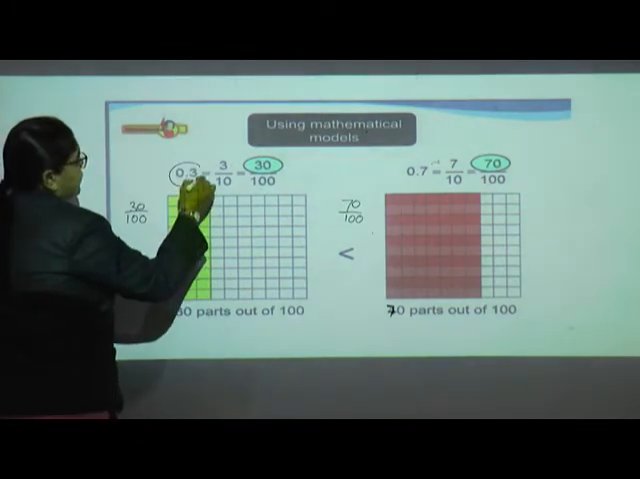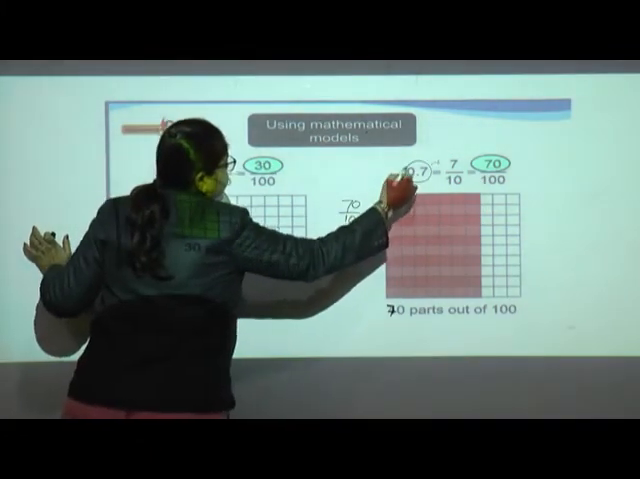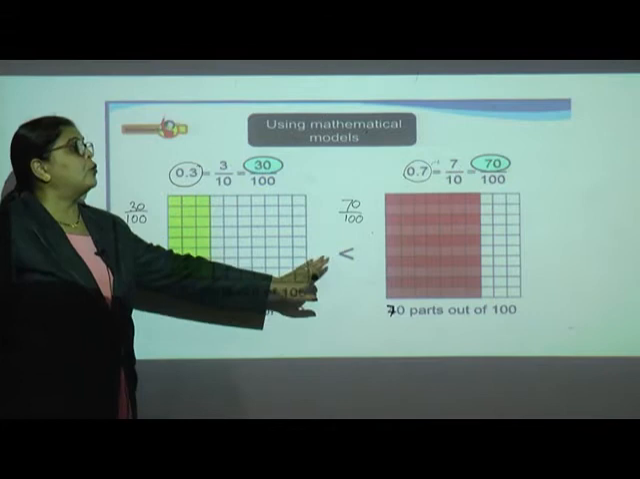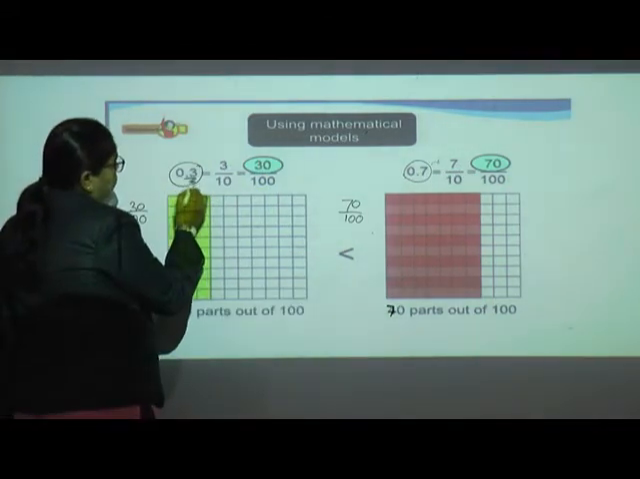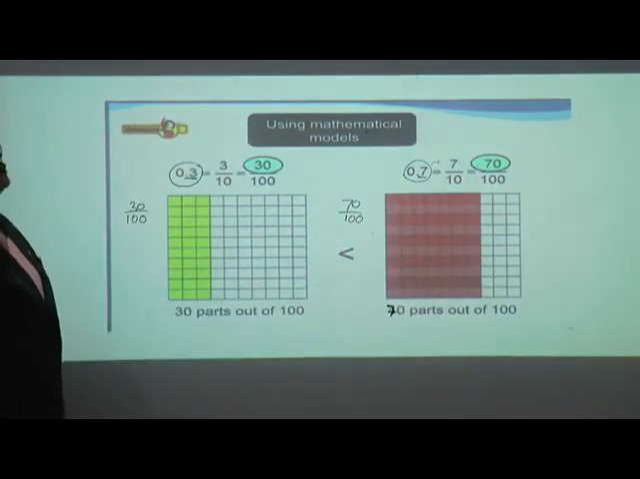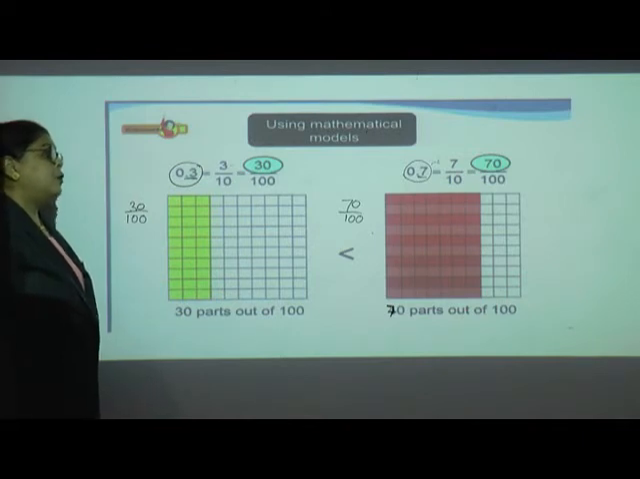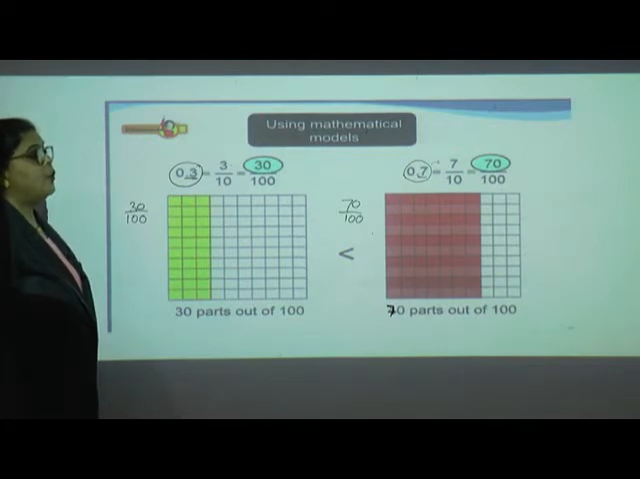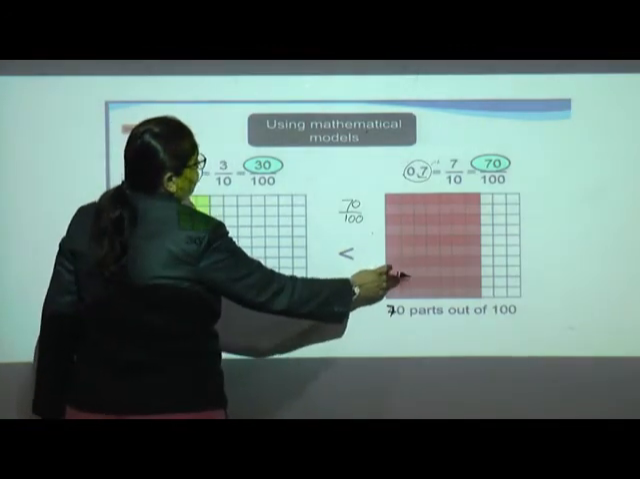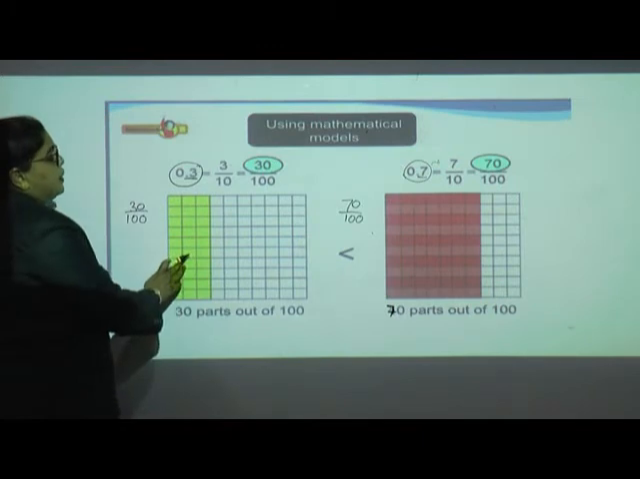Now, if it is given in decimal, we have to compare. After the decimal point, there is one digit or one decimal place. Here also we are having the same. But can you say which number is greater after the decimal? 0.3 is greater or 0.7 is greater? Yes, you are right. 0.7 is greater, because here 70 parts are shaded out of 100. Here only 30 parts are shaded out of 100.